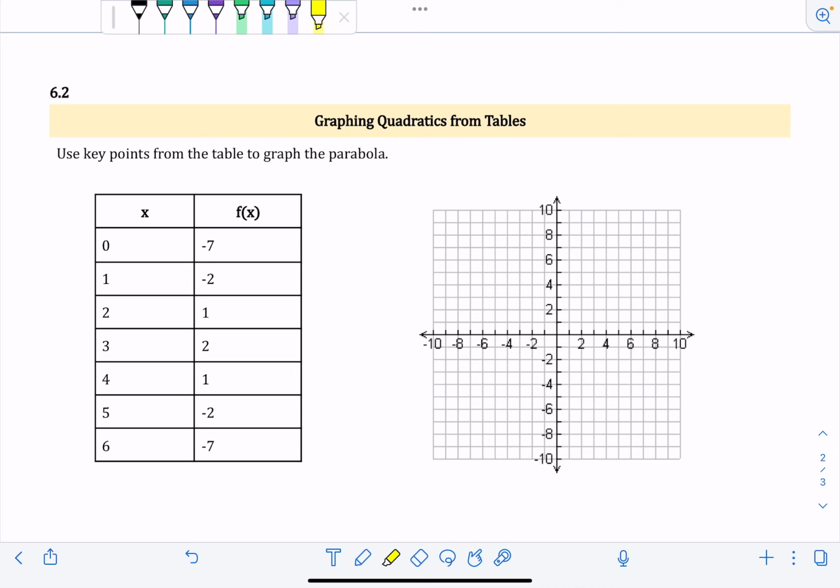So we know that, okay, the left side of the table is going from 0 up to 6. And then if we watch the trend on the right side, it goes from -7 up to -2, up to 1, up to 2, and then back down to 1, back down to -2, back down to -7. So this middle value must be my vertex. So that is absolutely important. That has to be on your graph for sure. So that's our vertex.